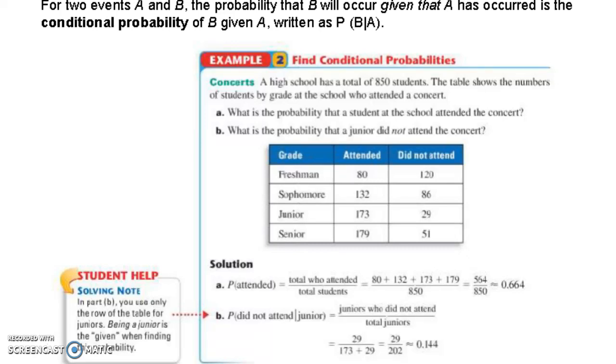So our two questions: what's the probability that a student at the school attended the concert? Okay, so that one seems pretty straightforward. Total number attended divided by the total students if you select it at random.